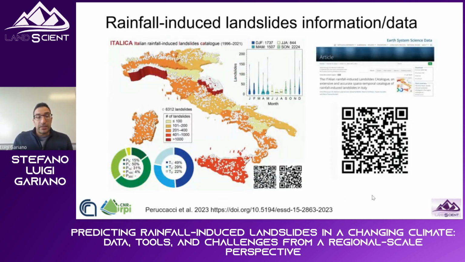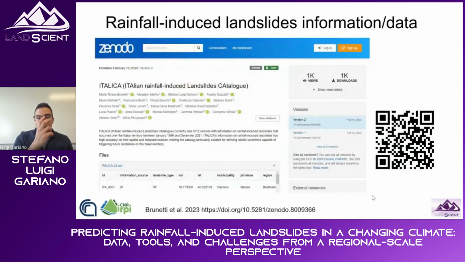This catalog is freely downloadable. I'm going to show you, this is a data description paper published in Earth System Science Data. You can download it with this QR code, and you can download the whole catalog from Zenodo with all the information I've told you now. It is freely downloadable, and we are very happy if anyone can use this dataset for any kind of application.